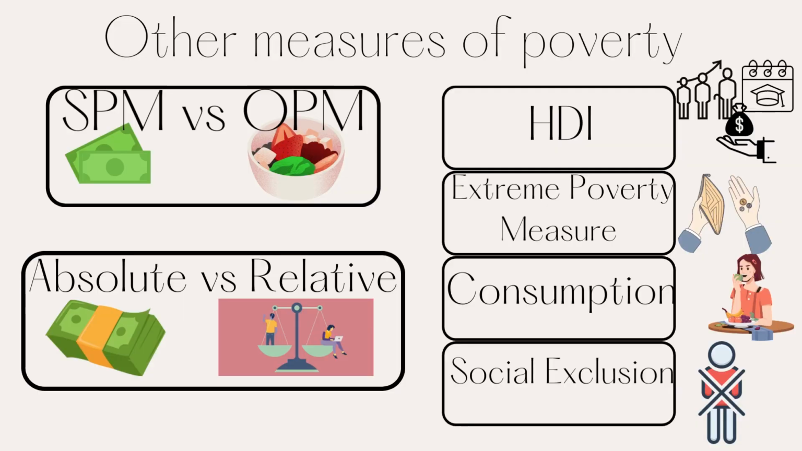Now, you might ask, if we have these capabilities approach, why isn't it the primary measure? Well, there are other measures of poverty that do exist, and we will delve into some of their disadvantages and why we still believe that the capabilities approach is the more prominent and superior of them all.